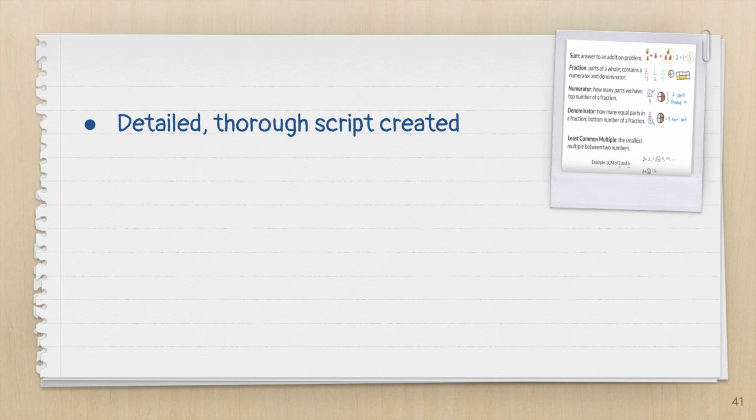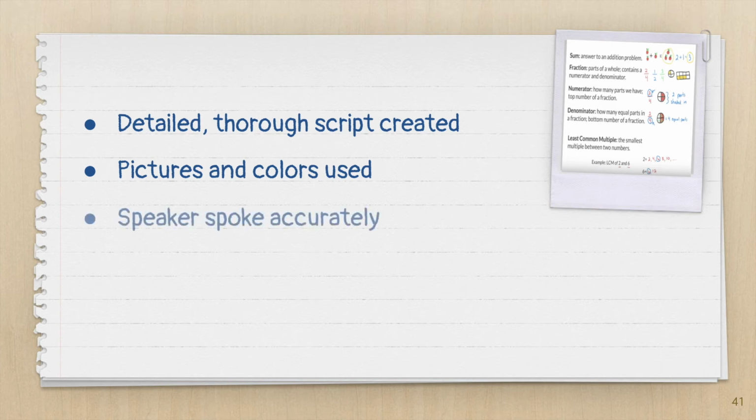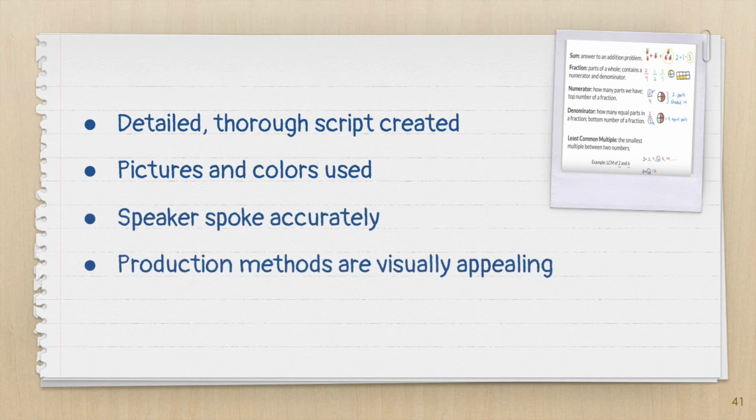Now that you've had a chance to discuss, hopefully you noticed that the videos looked and sounded very prepared. The only justification for this is that the presenters must have written a very detailed, thorough script. The videos are engaging because pictures and colors were used, and the speakers spoke accurately without stumbling over their words. The production method, an app called Explain Everything, and a website called Powtoons are just a few examples of how to make an engaging and visually appealing POP.